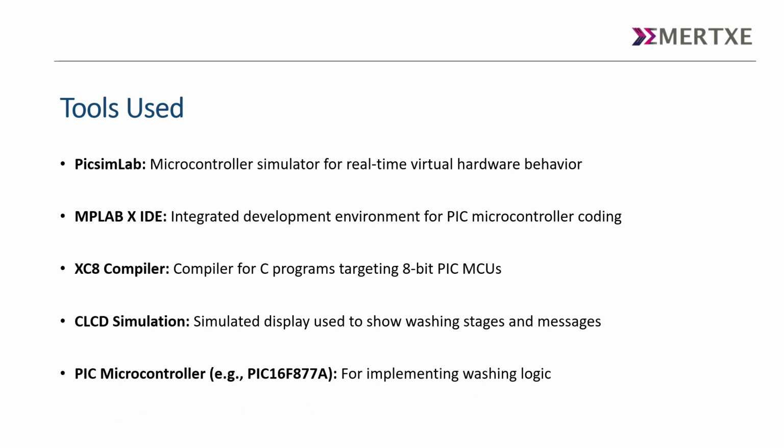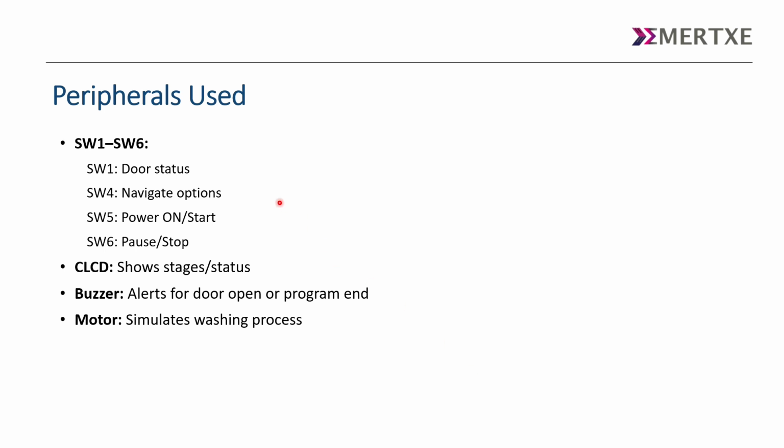Moving on, the peripherals used are switches. We used switches for different purposes: switch 1, switch 4, switch 5 and switch 6. Switch 1 is to simulate the door status, switch 4 we used to navigate through options, switch 5 we used to power on or start the program, and switch 6 we used to pause or stop the program that is running. So these are the switches we have used.